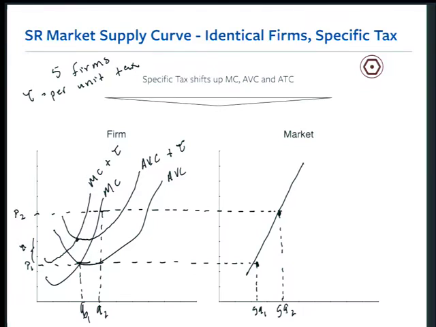Now let's think about the right panel of the graph, the market supply curve. Now how's the market supply curve look post-tax? It's a pretty easy question, I think.